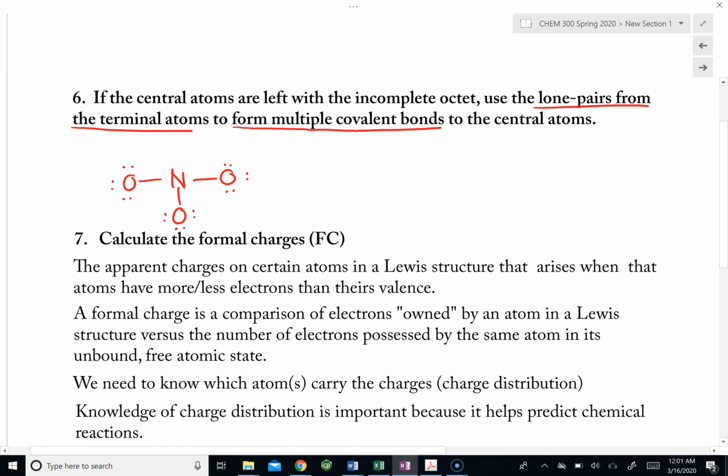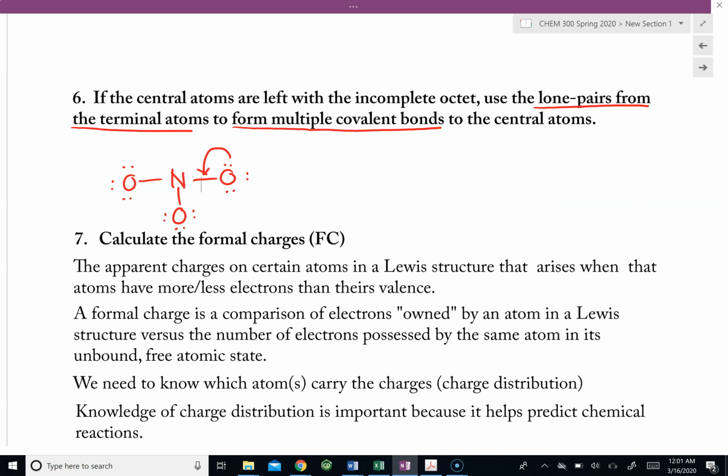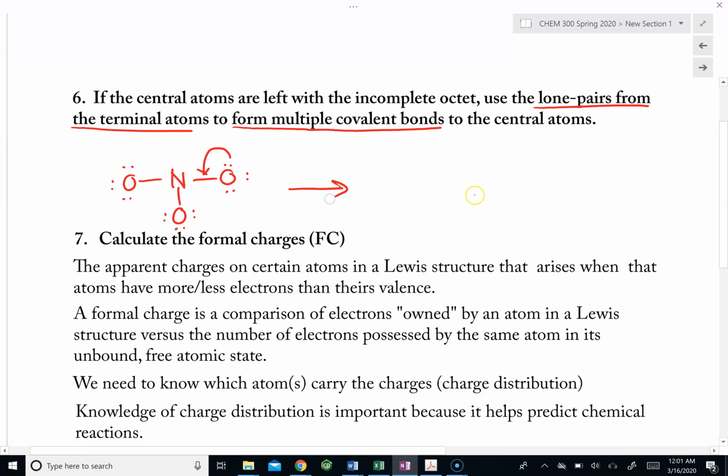And in this case right here, we see that our central nitrogen does not have an octet of electrons. So therefore, to complete the octet for the central nitrogen, we will be moving a lone pair of electrons from one of the terminal oxygens to form the double bond to the nitrogen. And here, it does not matter which lone pair of electrons from which oxygen we use. We would take one of them and move it in to form the double bond to the central nitrogen. And following this arrow, we will have this resultant structure.